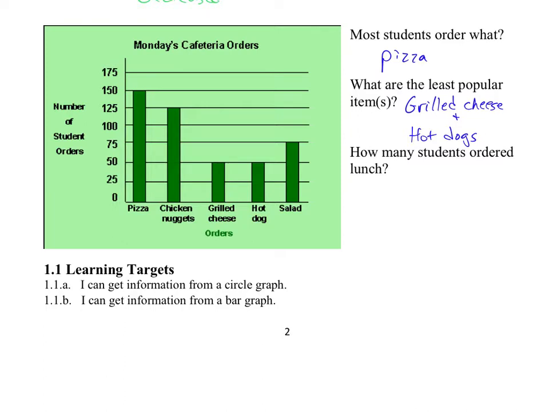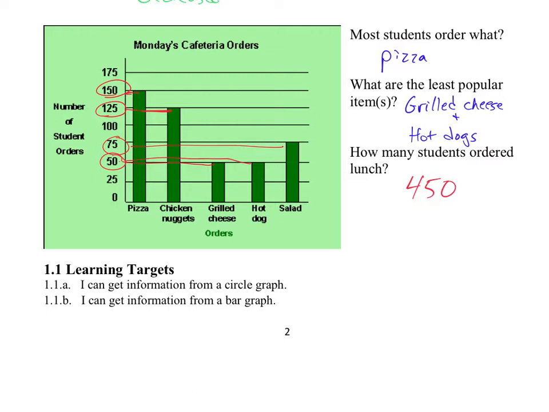Okay, how many students ordered lunch? Ooh. How would we figure it out? I hear a calculator, or Carson, what are you thinking? Did it in your head? So what did you do in your head, if you don't mind me asking? I just added them all up. Perfect. So there's 150 there, plus 125 from this one, plus a 50 and another 50 and a 75. And what'd you come up with? 450. Anybody else want to double check them? I'll go with 450. Sure.